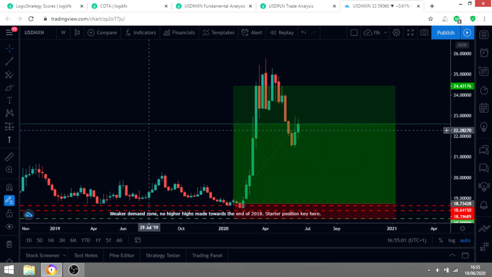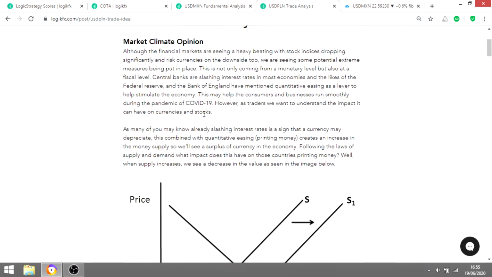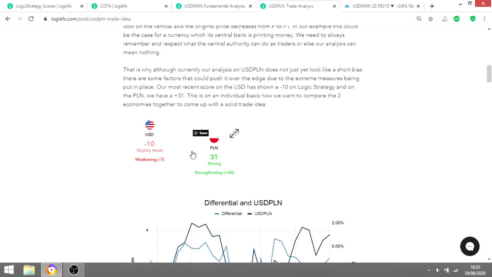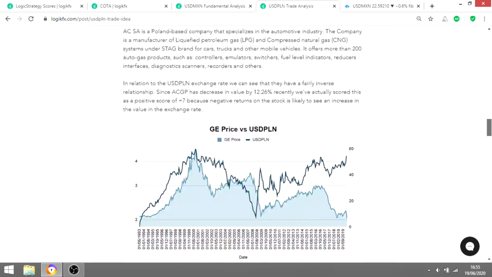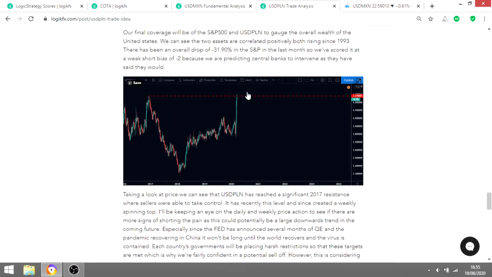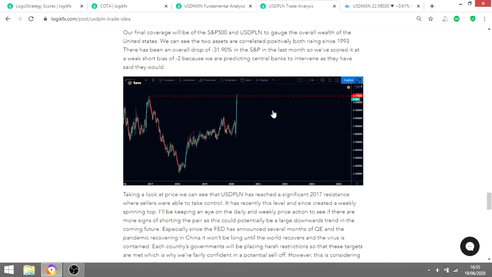So why have I brought it up now? Well, recently on March 24th, I posted an idea about the USD PLN exchange rate and potentially what's going to happen in the future, being that there was going to be a short on it. So that's down here. It hit this resistance level. Based on the fundamental analysis and that resistance level, I thought it was going to decrease in value.